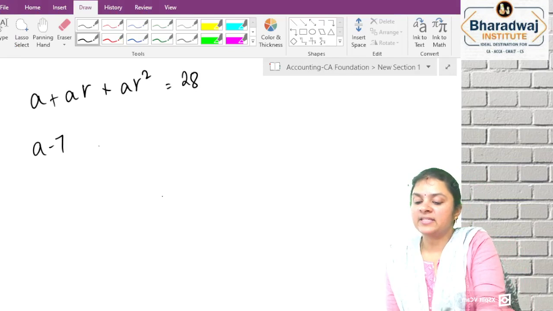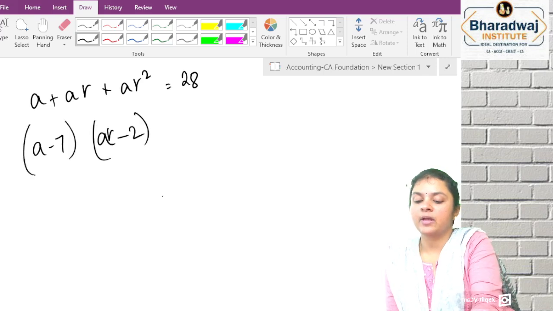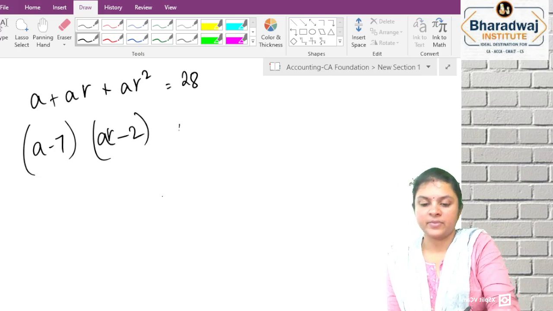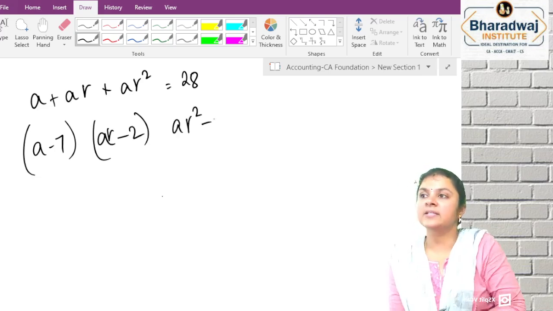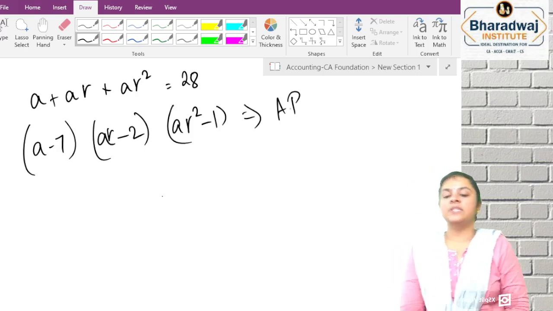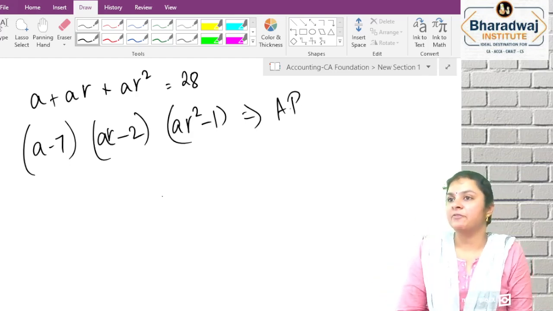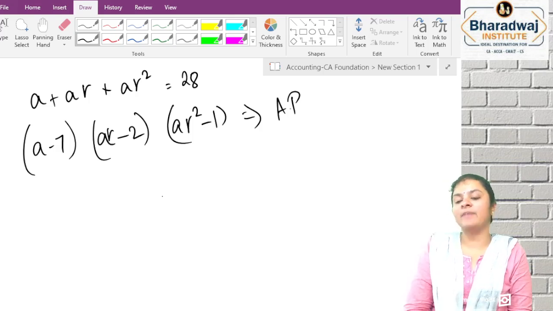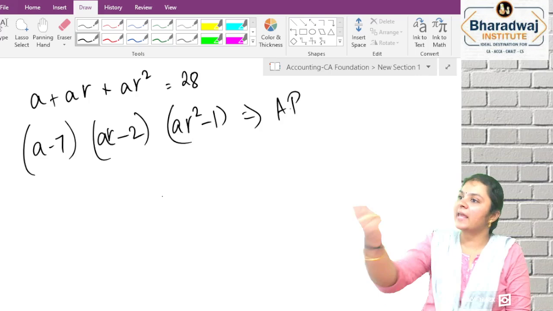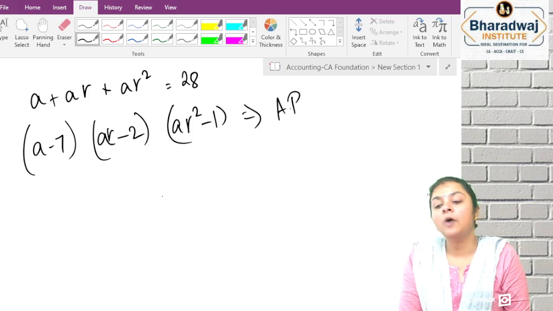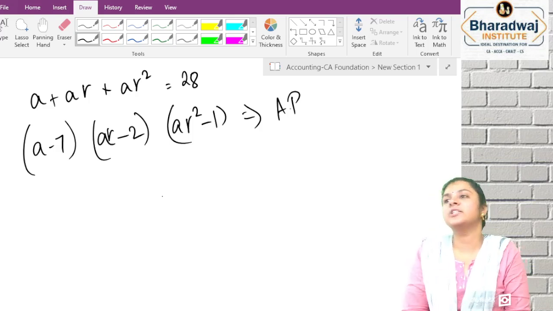So A minus 7, AR minus 2 and AR square minus 1. The result is an AP. Now see, I have one equation already. Now if I am able to fit the second one also in an equation, then I can just solve the two equations to simplify our procedure here. Now how to bring this to an equation?